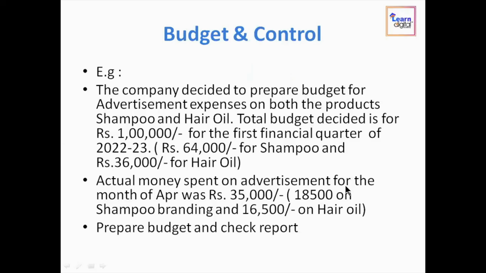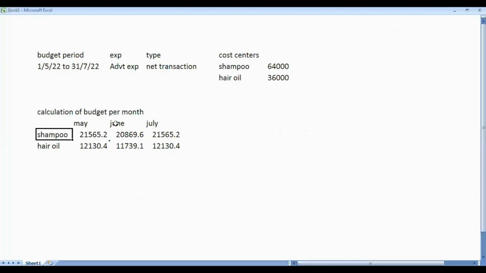Actual money spent on advertisement for the month of, I will correct this, not April, for the month of May was 35,000. The total amount of advertisement expense spent in the month of May was 35,000, and the cost centers used are 18,500 for shampoo and 16,500 for hair oil. So we will select these figures. For shampoo, I am just erasing these amounts for the time being.